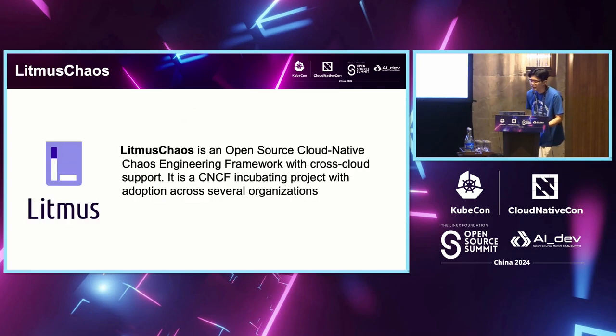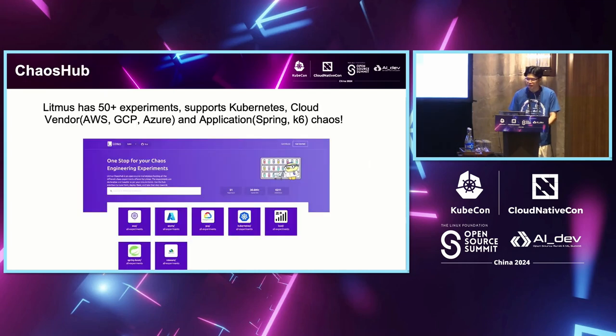LitmusChaos is a cloud-native chaos engineering tool. It's a CNCF incubating project. It supports cross-cloud, multi-Kubernetes cluster, and GitOps features. Litmus supports various types of chaos, like Kubernetes, cloud vendor-specific chaos, and application chaos. Chaos experiments are also open source, so you can check them in the Litmus portal. And you can easily make your own chaos experiments using the Litmus SDK.